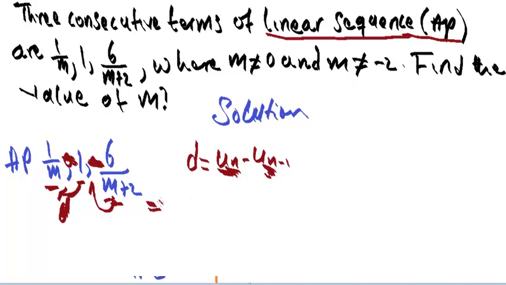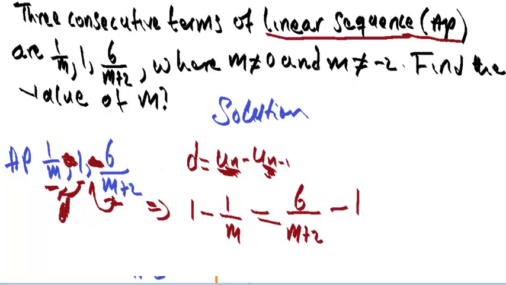So we are basically saying that 1 minus 1 over m is a difference. That is the difference here. That difference is the same as 6 over m plus 2 minus 1. So basically we are saying the difference between 1 and 1 over m is the same as the difference between 6 over m plus 2 and that of 1. So that is what we have here.